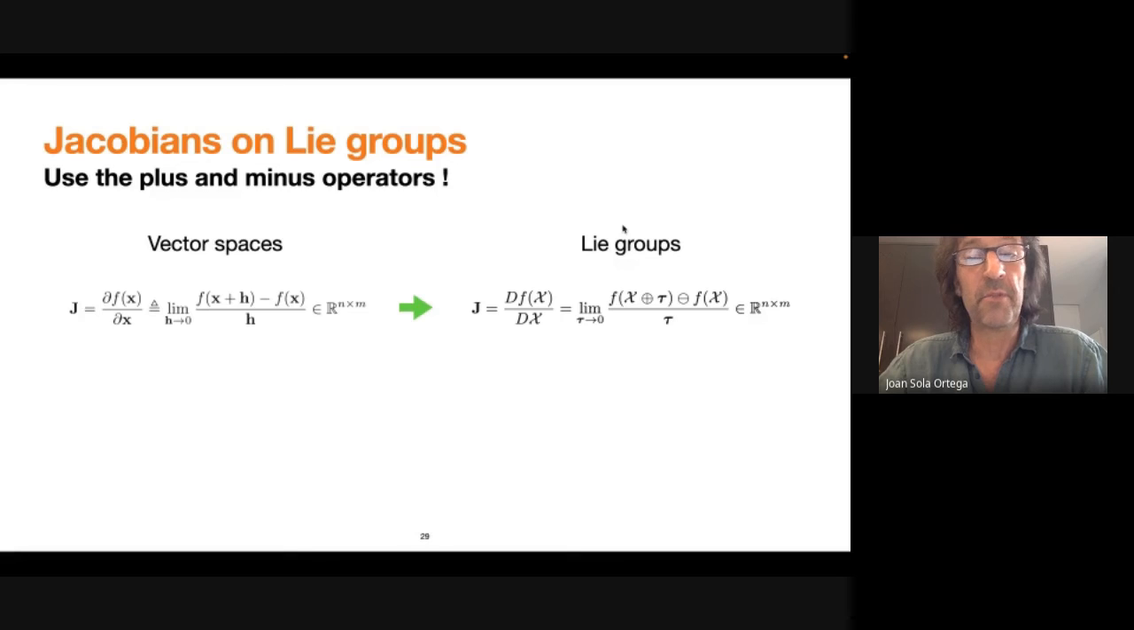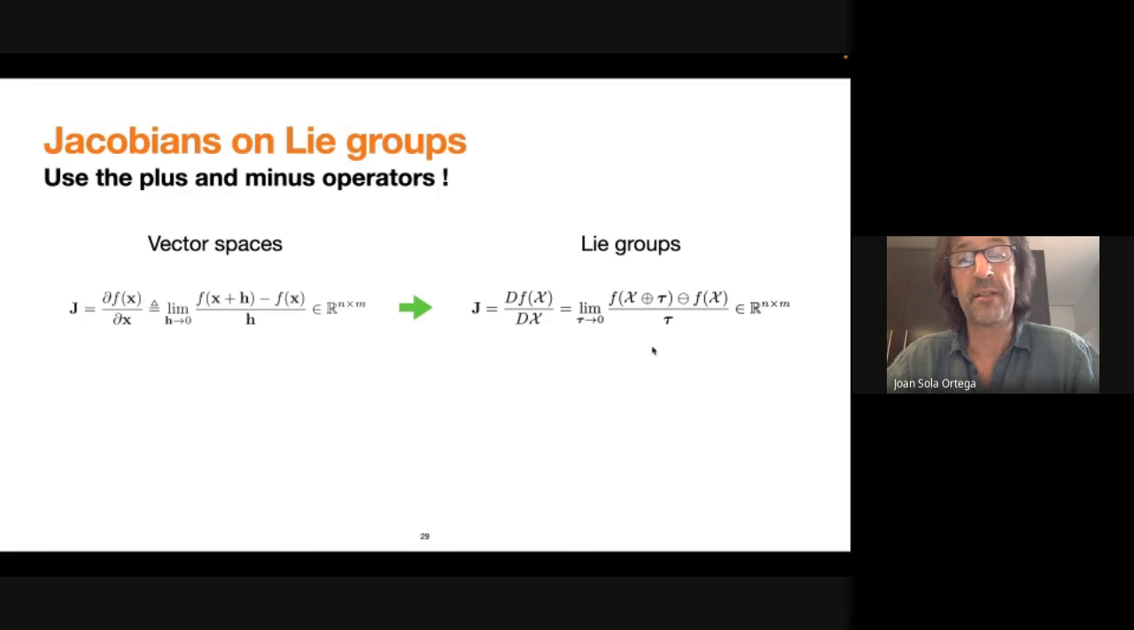In the groups, we will do exactly the same. We will use the same formula. I will change the partial symbol here by a capital D, just to note that it's not exactly the same. And I will put, instead of plus, this ⊕ plus. And instead of the difference here, I will put the ⊖ minus here.